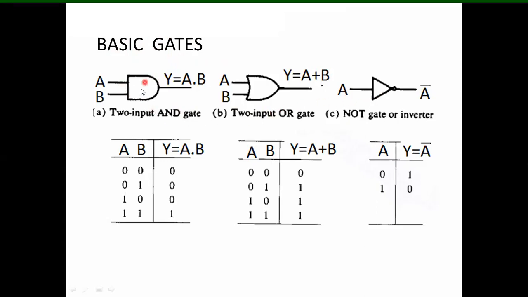AND gate means this is the symbol. A two-input AND gate is considered here. The AND gate expression is A dot B. If you see the truth table, here we have two inputs, so two inputs means four combinations: 0 0, 0 1, 1 0, 1 1. The expression is A dot B, which is like a multiplication. That's why the outputs are 0, 0, 0, 1.